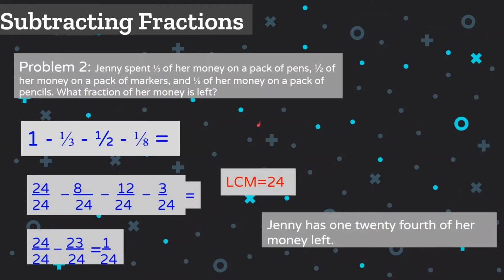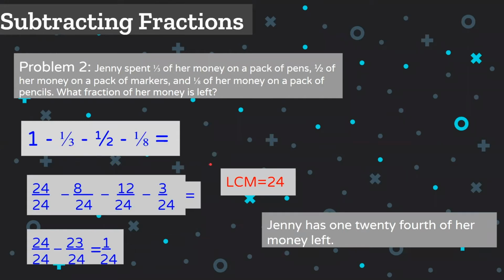So let's take a look and see. 1 minus 1/3 minus 1/2 minus 1/8. We're going to work mathematically now because we've eliminated the tape diagram. So what do we notice about all of our fractions? They all have different denominators, but that's okay because we can find the lowest common multiple, right?